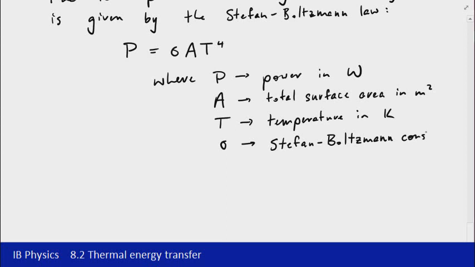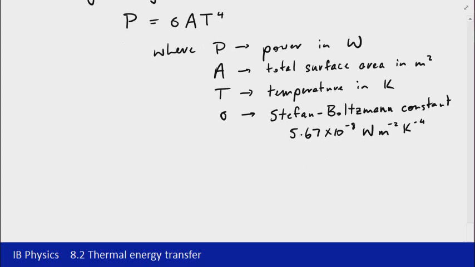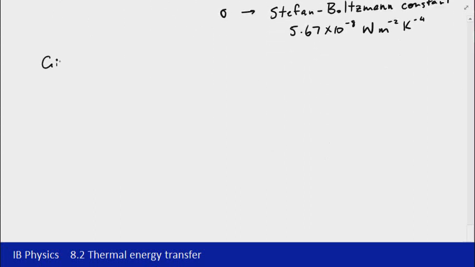The Stefan-Boltzmann constant has a value of 5.67 by 10 to the negative 8 watts per square meter per Kelvin to the power of 4. So that, again, is a constant that's given to you. So that's for a black body object. We've identified earlier that real objects are not actually black body radiators. So we need to take into account the fact that they're not going to emit radiation in the same way that a black body does.